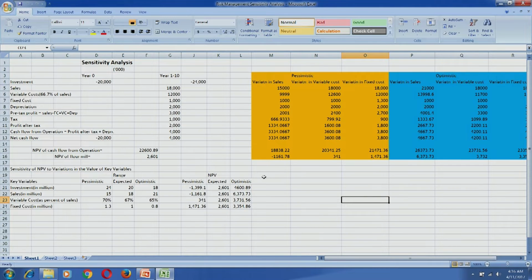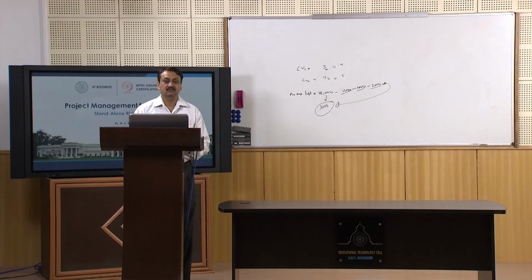So, let us now perform sensitivity analysis. What we have to do? In this particular case there are three scenarios given: pessimistic scenario, optimistic scenario and normal scenario or expected scenario, right. Pessimistic scenario means you are assuming that everything will go wrong, everything is against you, right. Optimistic scenario, everything would be positive for your project, right, and expected scenario is the normal scenario, the way things move normally, right.